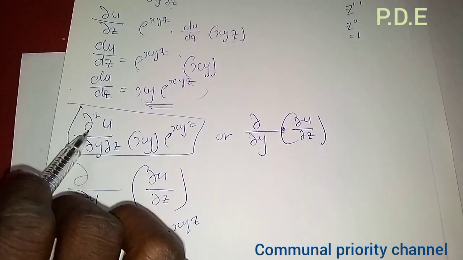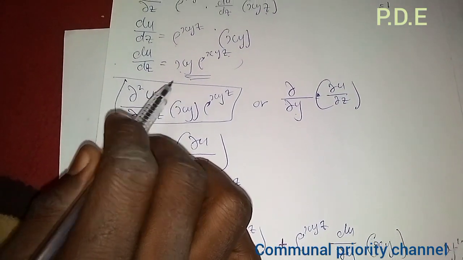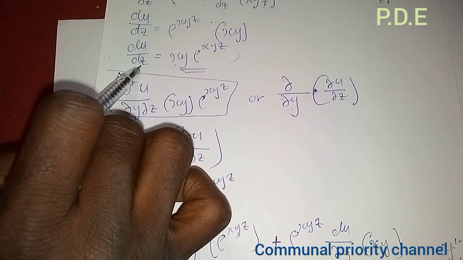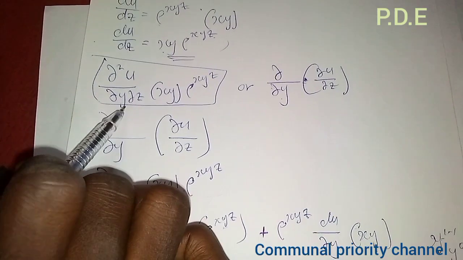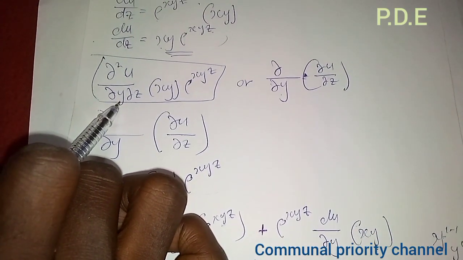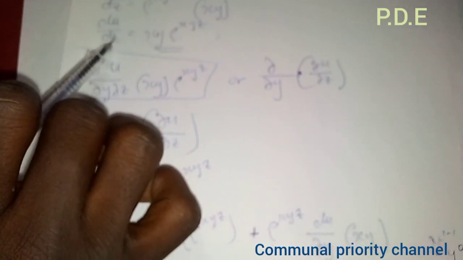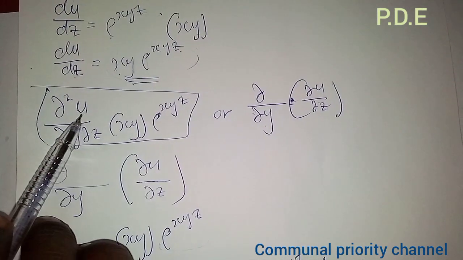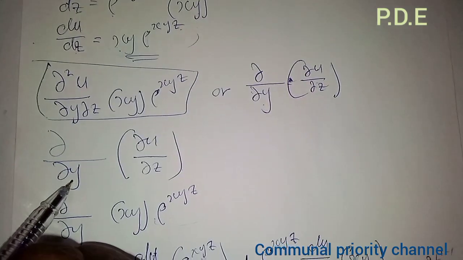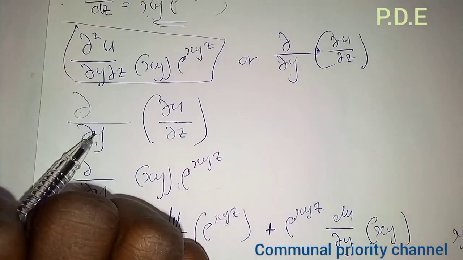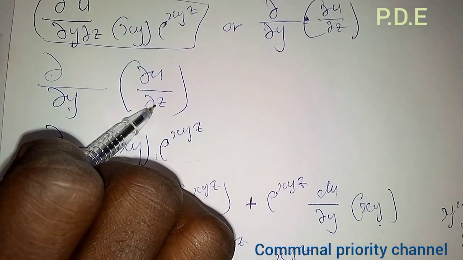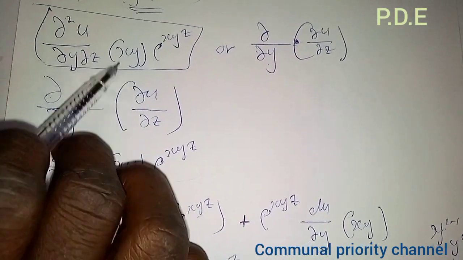Then now, if you want to get the second differentiation of u, what does differentiation square mean? Twice differentiation. The first differentiation is in respect to z, and the second differentiation is in respect to y. I hope you understand. That means the second differentiation in respect to y is going to be the differentiation of u in respect to z. And we say our differentiation of u in respect to z is what?